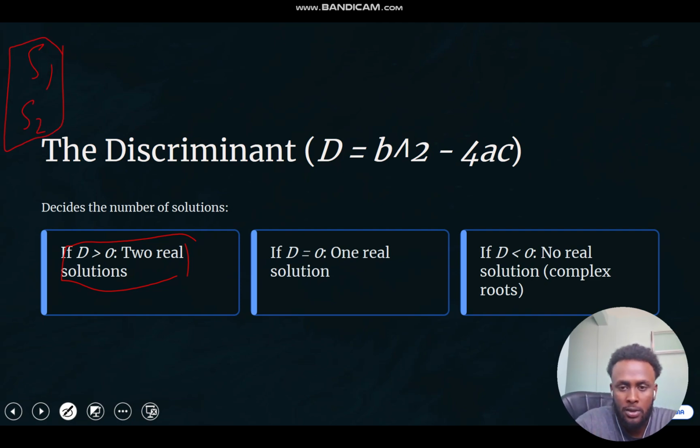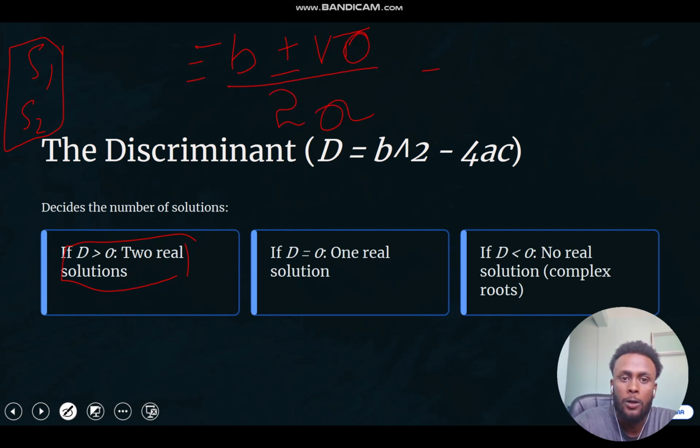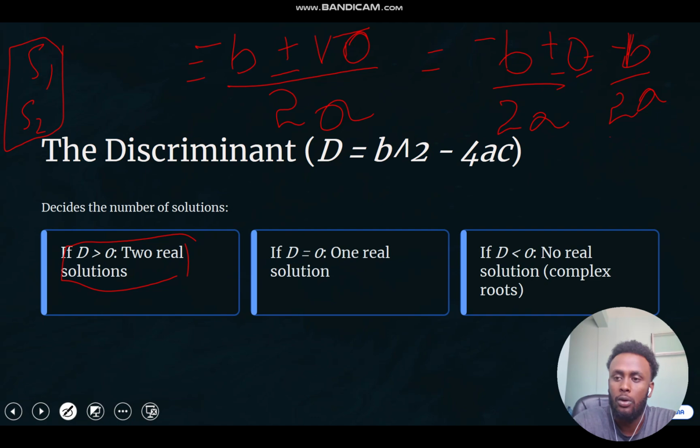For discriminant equal to 0, we do have one real solution. Why? Because minus b plus or minus the square root of the discriminant, but the discriminant is 0, divided by 2a. In this case, adding or subtracting 0 from any number doesn't make any difference, so the only real solution for this case is minus b divided by 2a. The one and only solution for such quadratic equations.